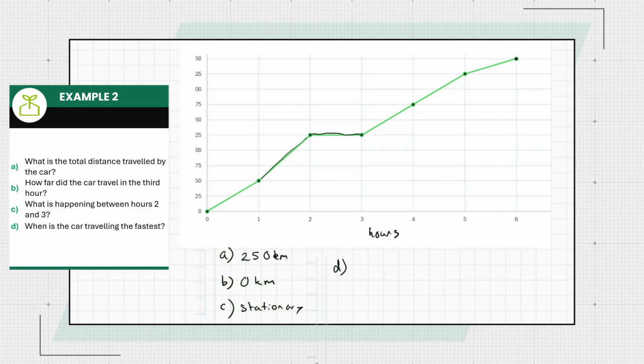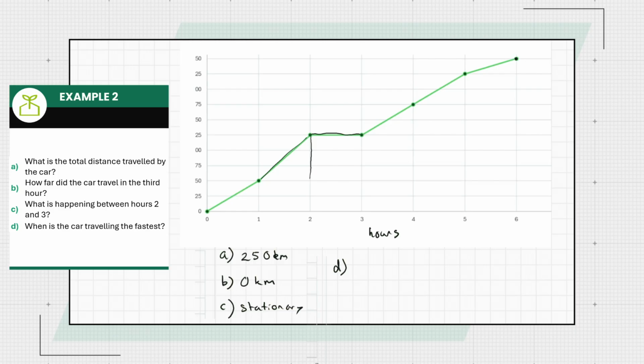Alright, for D, when is the car traveling the fastest? Now the car is traveling the fastest when it increases its distance in comparison to time the most. So it's where the line is the steepest. Now the line is going to be the steepest where we have the most vertical units traveled per horizontal unit.